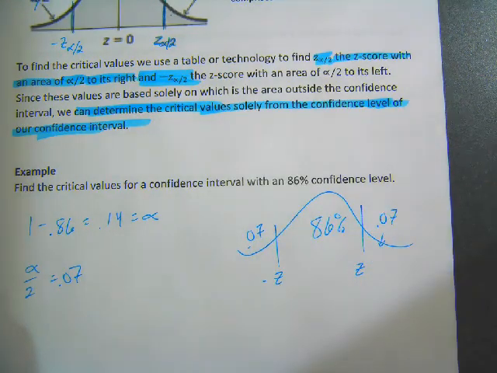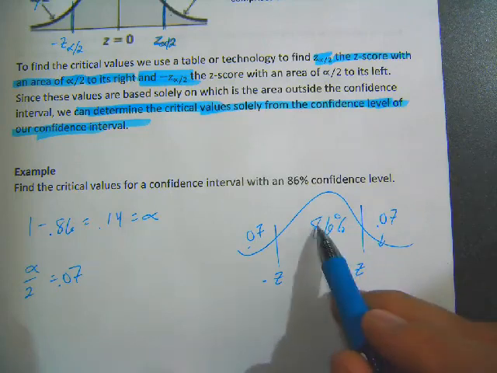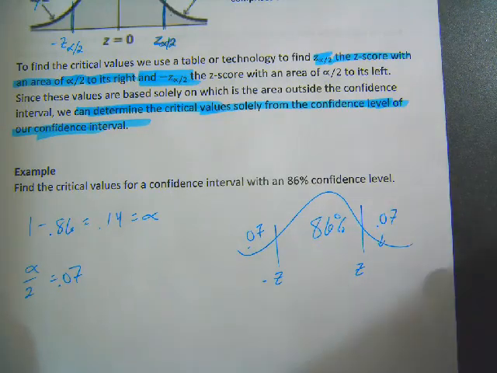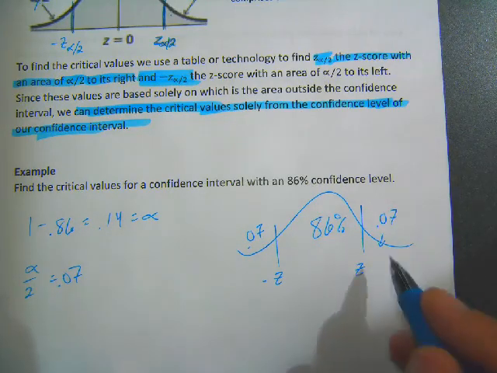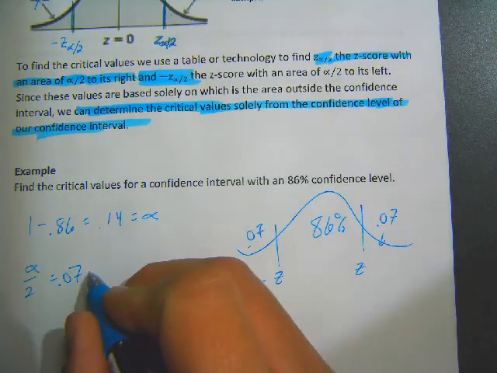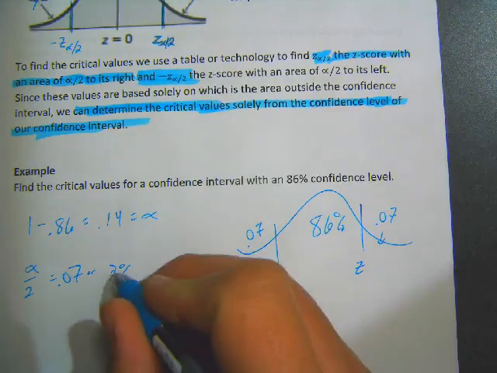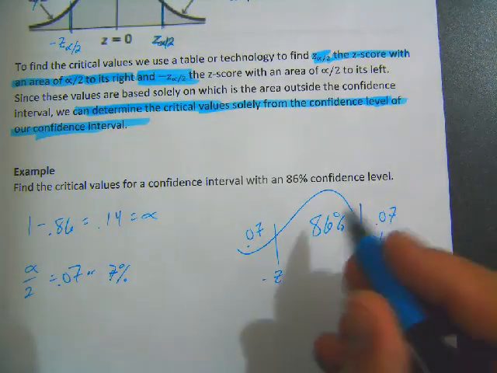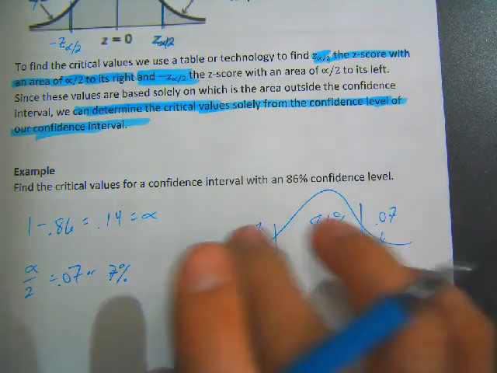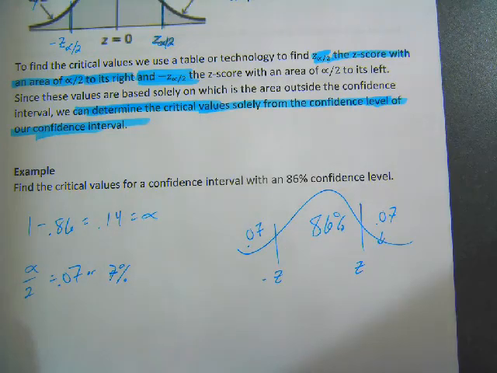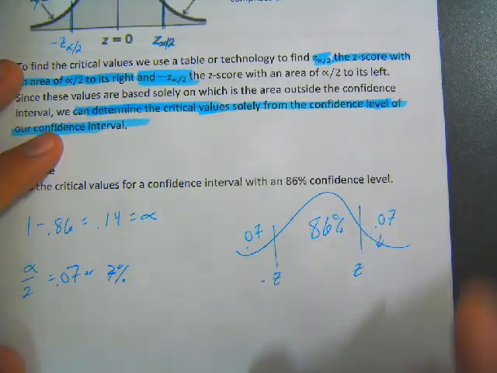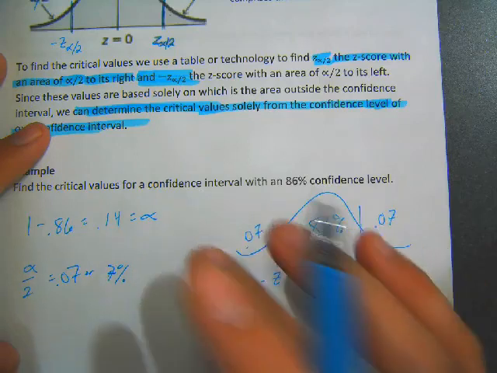So that's just taking the 86%, saying okay, what's missing, 14%, split that in two, we got 7%, because 0.07 is the same thing as 7%. So that's what this is, just 7% in each end. We're looking for the z-score that does that. I want the z-score that has 7% to the right or 7% to the left.